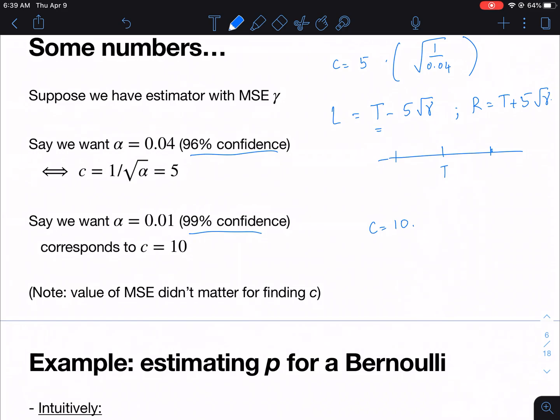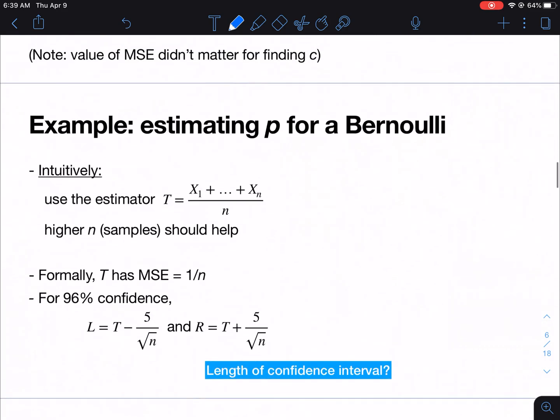So let's now see how this works in the case of a Bernoulli. We saw this last week, but I'd like to recap it. For the Bernoulli distribution, you have a single parameter P. The probability of 1 is P, and the probability of 0 is 1 minus P. Now you have x1, x2 up to xn drawn from the Bernoulli distribution, and our goal is to find an estimator for P and get good confidence intervals.